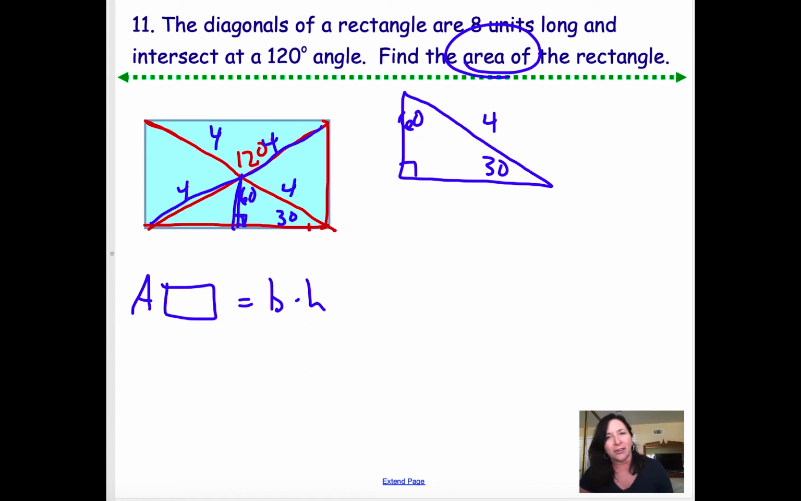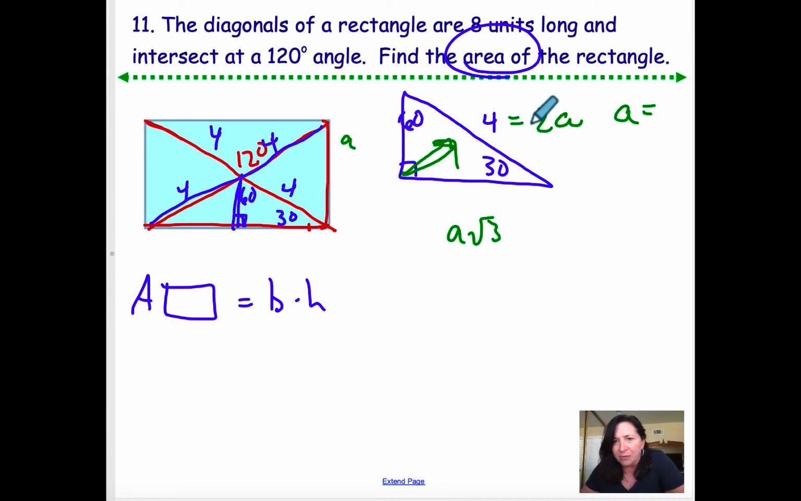30, 60, 90 right triangle. Remember, across from the right angle is equal to 2a. Across from the 30-degree angle is a, and across from the 60 is a root 3. So if across from the 90 is 2a, that means that a is 4 divided by 2, which is 2. So that means this is 2, and then this is 2 root 3. So putting all of that down, I know that this here is 2 root 3. I know this is 2, which means that's 2, which means my height of my rectangle is 4.